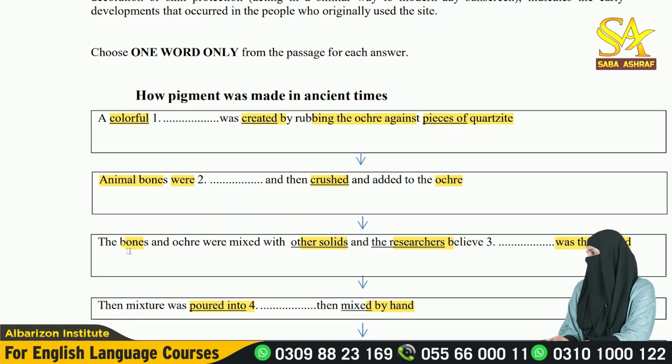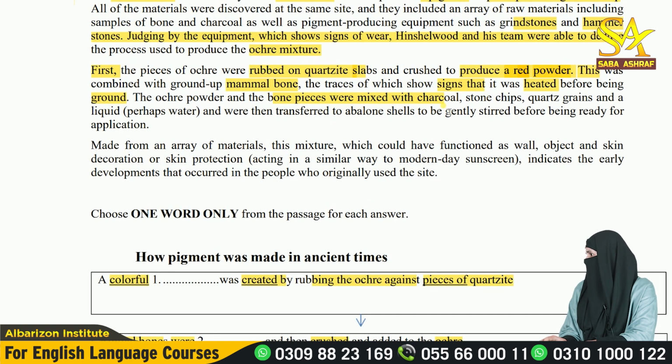Let's read the third question. The bone and ochre were mixed with other solid and the researchers believe dash was then added. Okay, let's go to the passage and find the word other solids. Other solid का word देखते हैं कहाँ पर है.